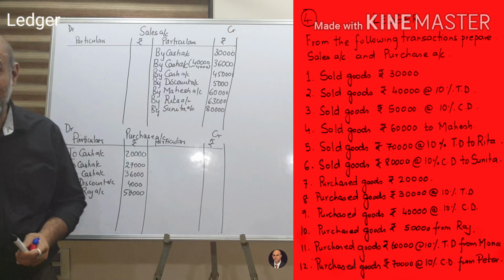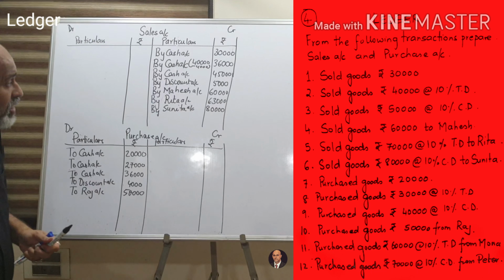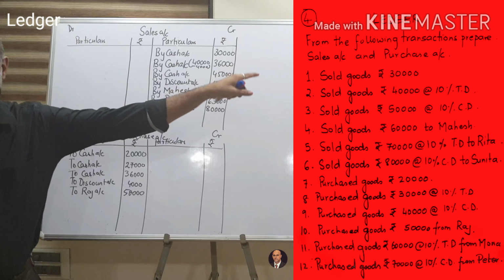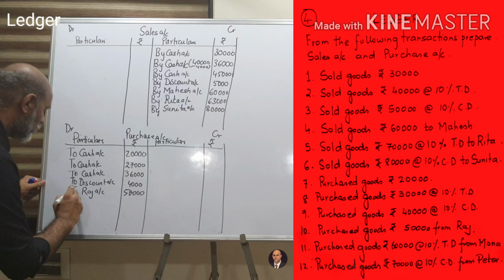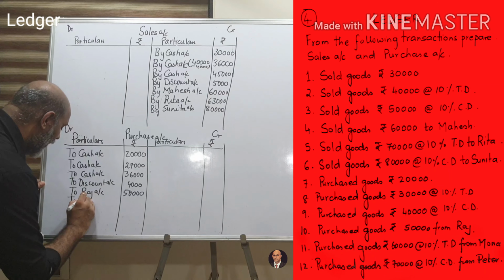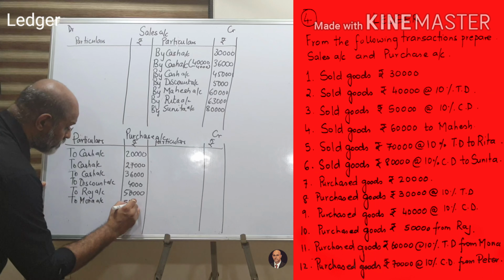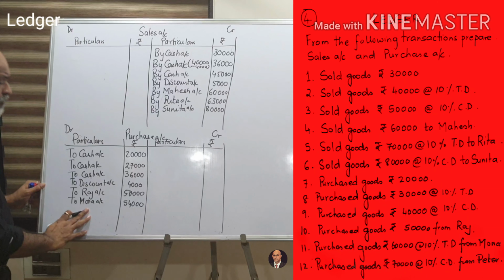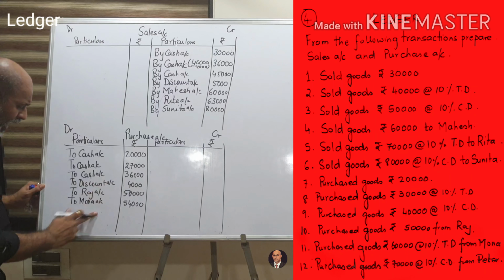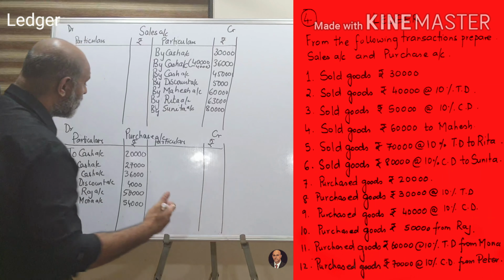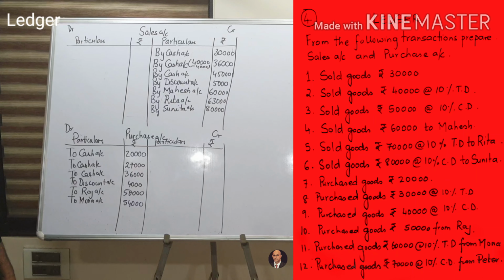Next, purchase goods rupees 60,000 from Mona. This is a credit transaction and there is a trade discount. So minus the trade discount from your original amount of 60,000, it will become to Mona, and we have to pay Mona 54,000. Now, if we had opened Mona's account, I would write on the opposite side by purchase 54,000.